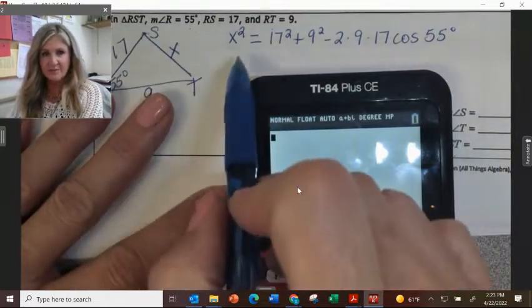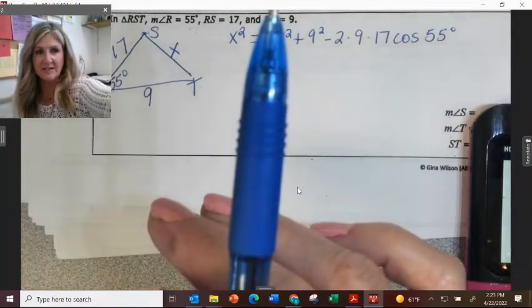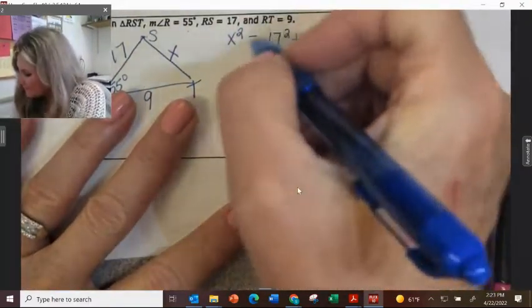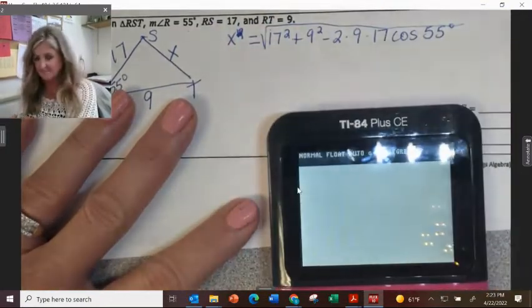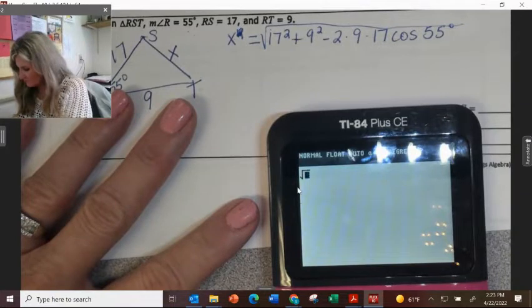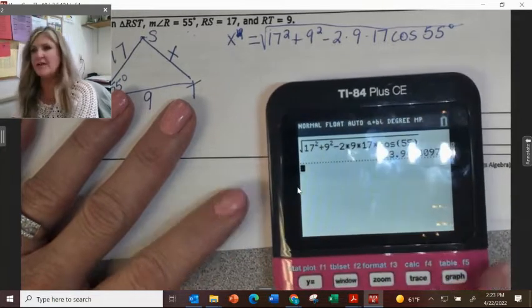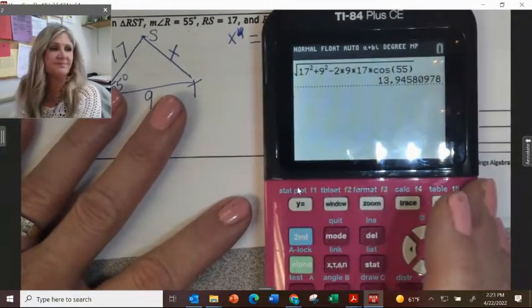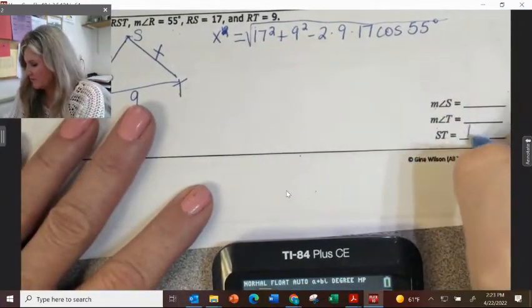So what are we going to end up doing to solve for X? We're going to have to take the what? Right, so we're going to have to take that square root. And that's going to tell us what X is. All right, did everyone get 13.9? Okay, so that is the length of side ST, 13.9.